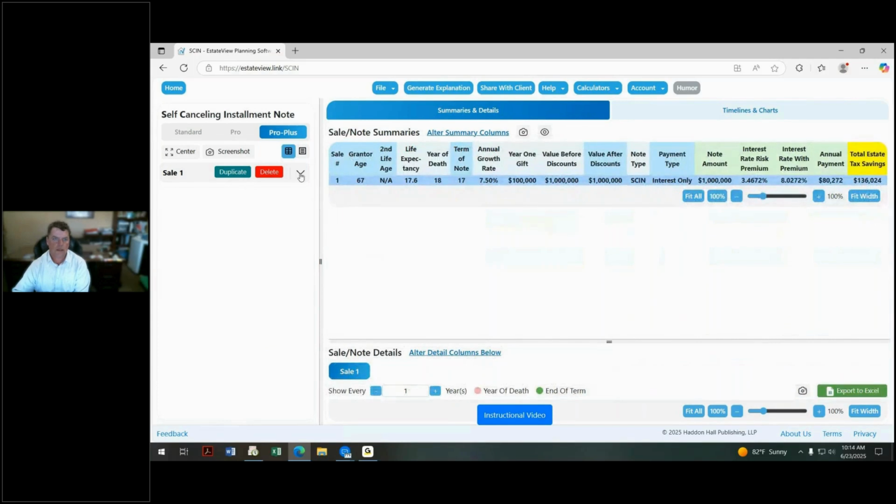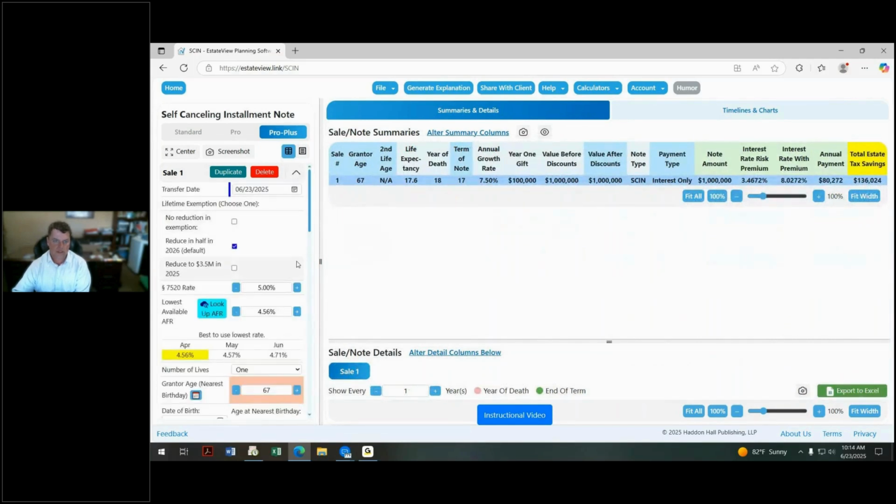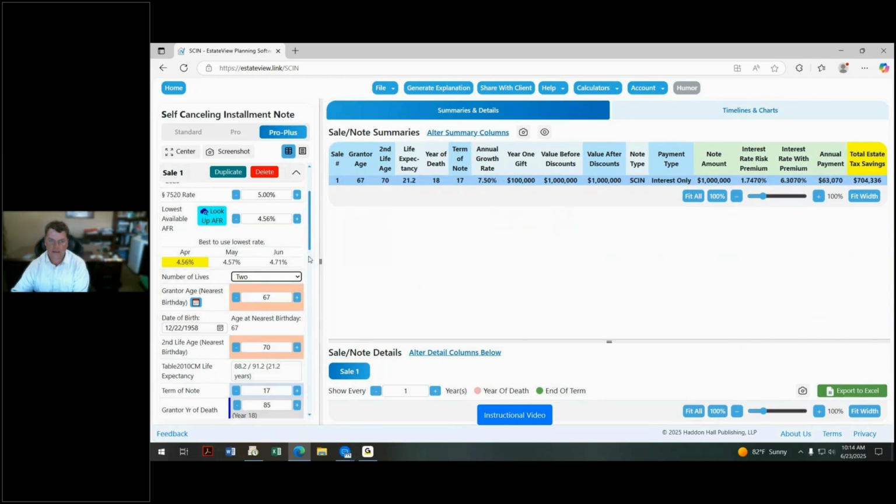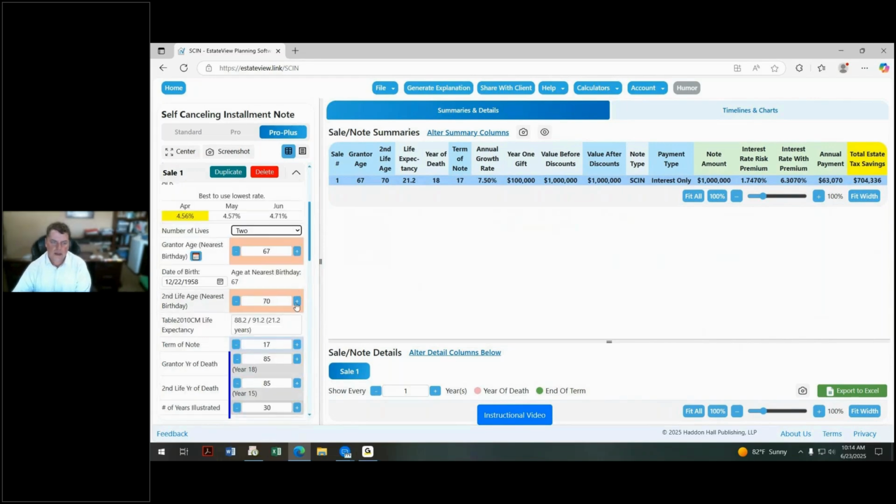And then show you one other option that we haven't touched on before, and this is nice, is that you can do the number of lives. So I can have a self-canceling installment note which is calculated based on my life and on the life of my spouse. So let's say that my wife is 65, and let's say that I am 67. Our combined life expectancy then is 23.3 years. So again, we could push this note up to, let's say we wanted to go right underneath our life expectancy.